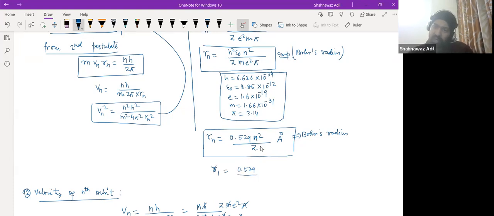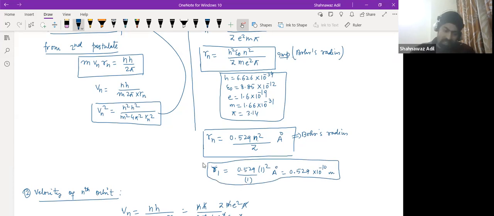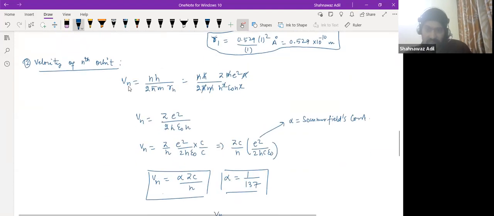And let's say we are calculating for the hydrogen atom, right? So this would be 1. This would be angstrom, meaning this would be 0.529 into 10 to the power minus 10 meters. So this would be the radius of the first orbit of the hydrogen atom, right? We are talking about the hydrogen atom. Similarly, we calculated the velocity of the electron, and this came out to be this thing.